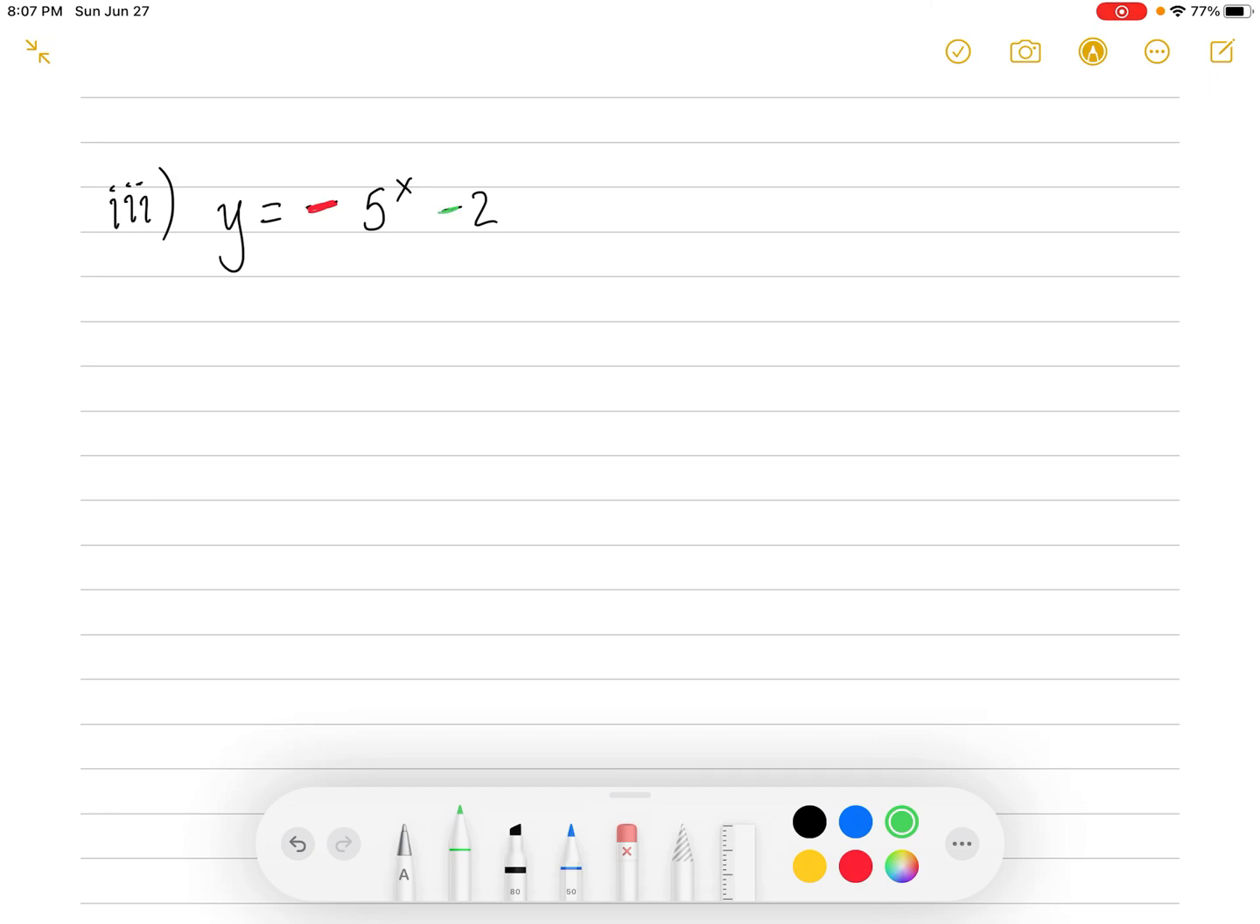So it's going to be an exponential function, and since it has this minus out front, it's going to be reflected about the y-axis. I'm sorry, the x-axis. It's going to be reflected upside down about the x-axis. And this -2 outside of the house is going to shift everything down too. Okay, so first we're going to find our y-intercept. How do you find a y-intercept? Well, you set x equal to 0, right?